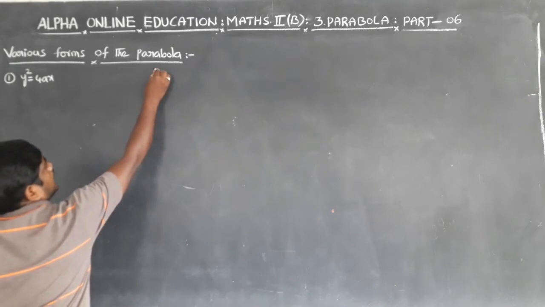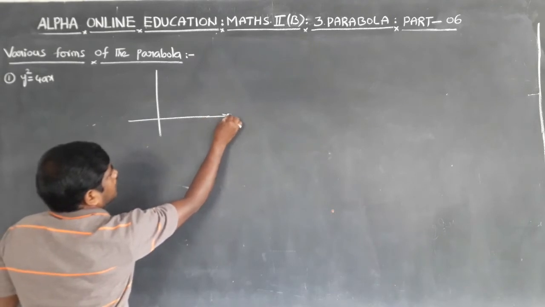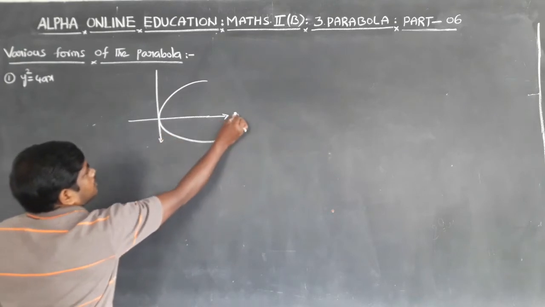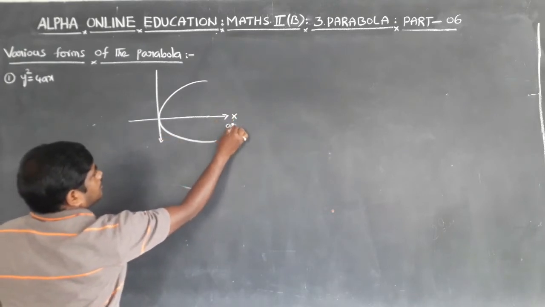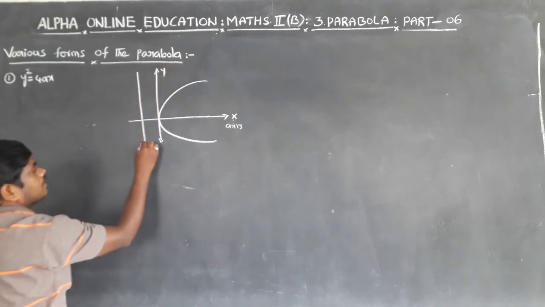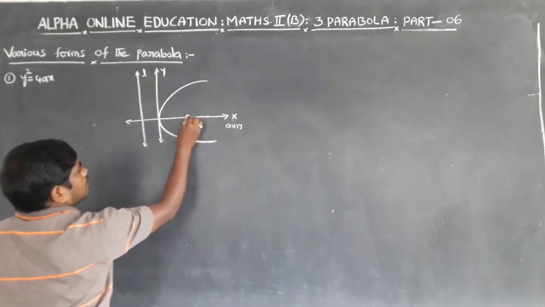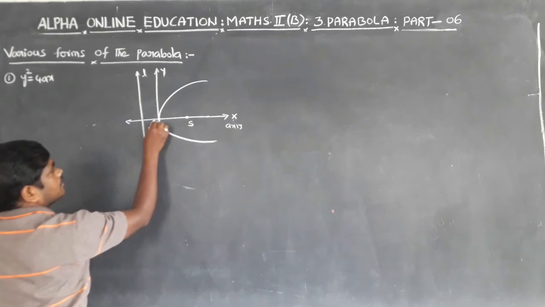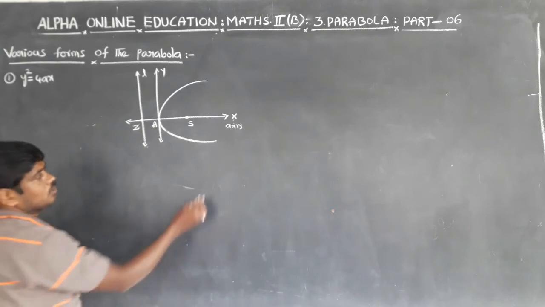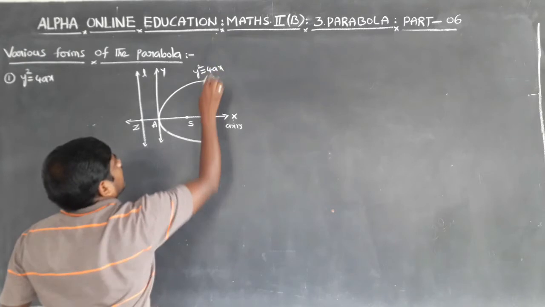Y square is equal to 4ax parabola diagram. This is the x-axis. This is the y-axis. This is the directrix. This is the focus. This is the vertex A. This is the Z. Y square is equal to 4ax.